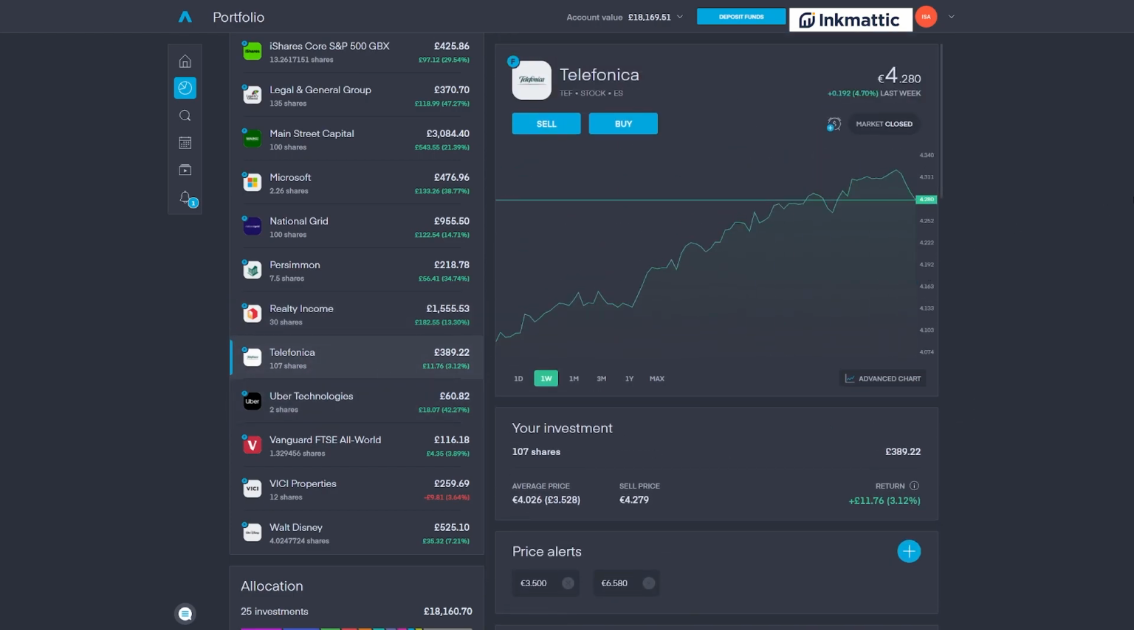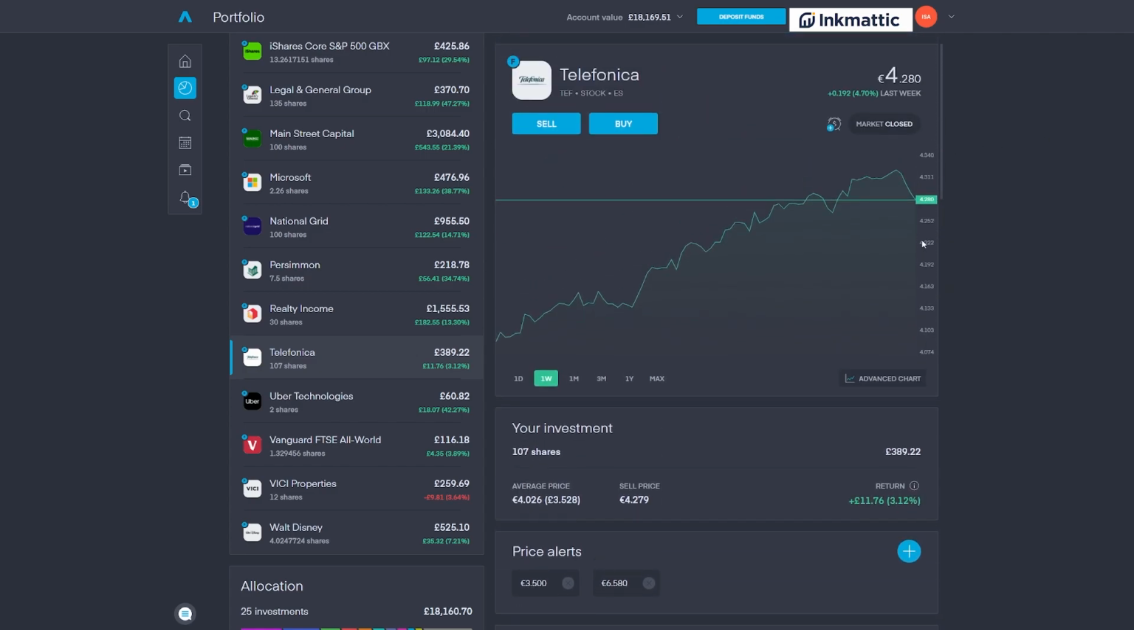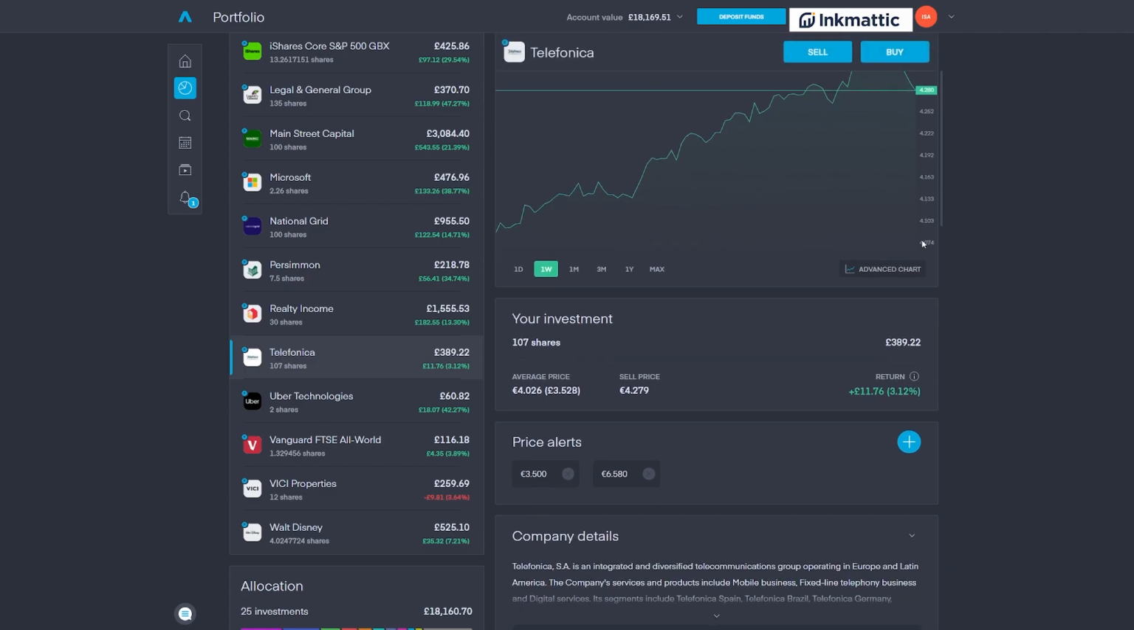So I'm actually finally in the green with Telefonica. I've got 107 shares in this. Average price is at €4.02. I'm up 3.12%. That's £11.76.